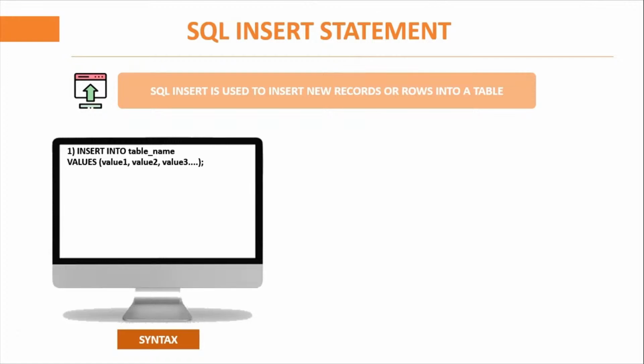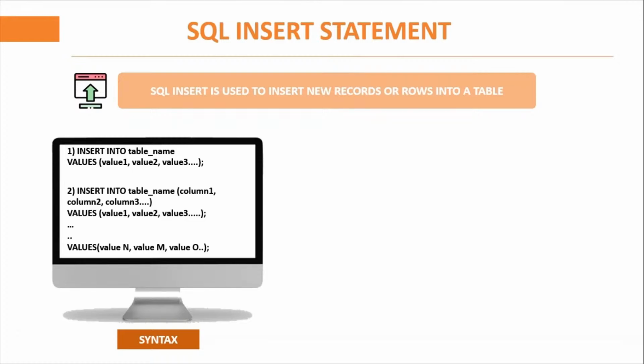Now we have two types of syntaxes. The first method is insert into table name values, and within the brackets you have to mention the values. In this first method, there is no need to specify the column names where the data will be inserted. You need to only insert their values.